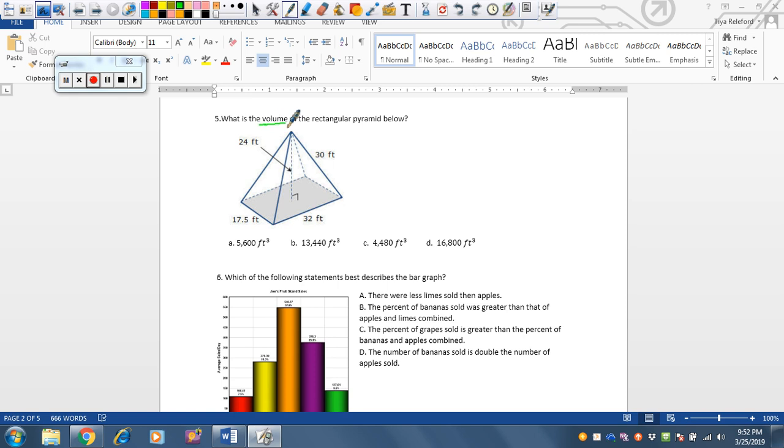Number 5 says, what is the volume of the rectangular pyramid? You guys are volume pros by now. So you need a formula for a rectangle and for volume of a pyramid. This is your base. If you don't shade your base, I can't help you. You have an extra number in this problem. Be careful. Don't let them trick you.